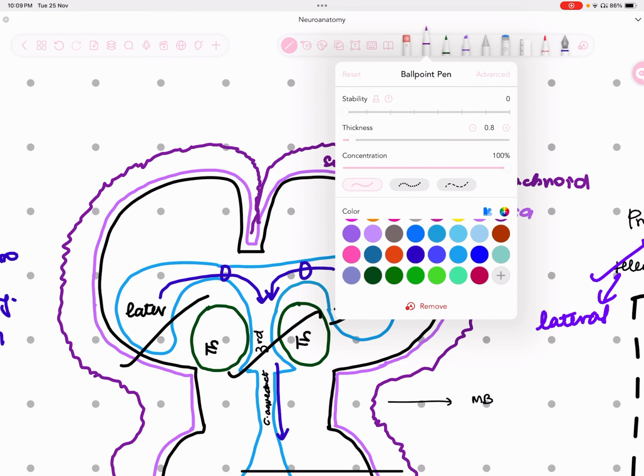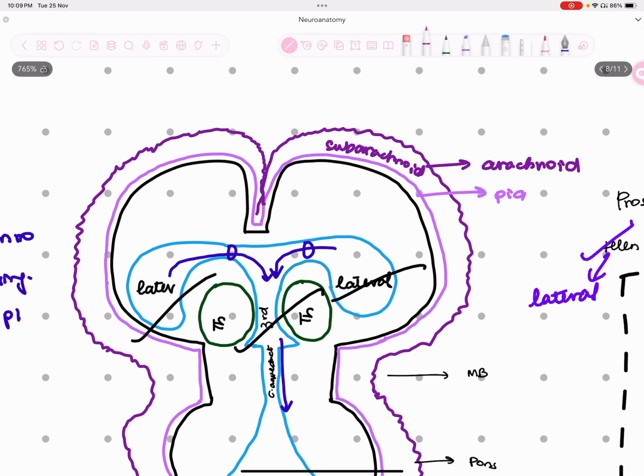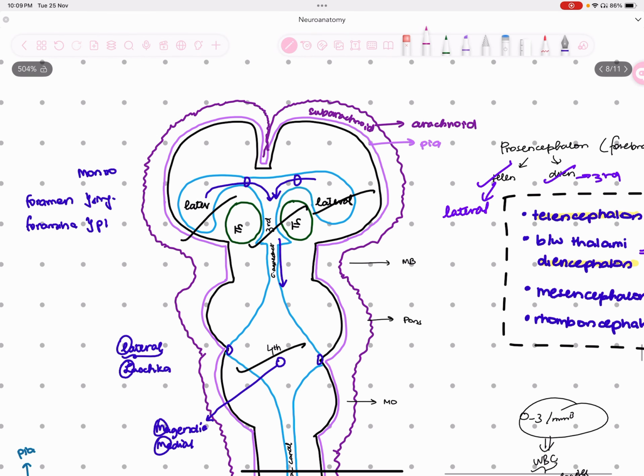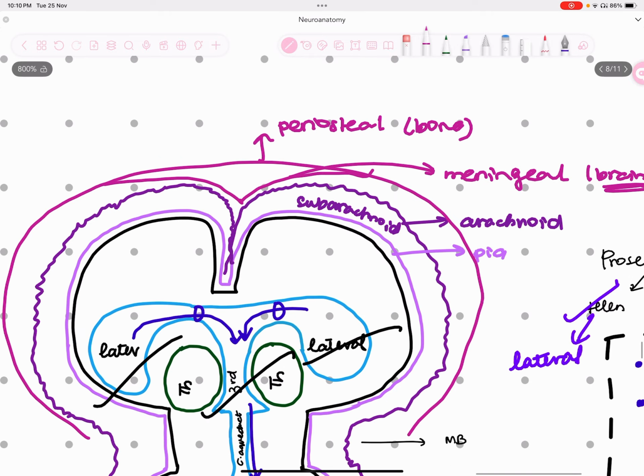That layer is, let me choose a good color, dura mater. So let's draw dura mater. Dura mater is there everywhere, right, like this. Now, dura mater has two parts. It has an outer layer and an inner layer. The outer layer is the periosteal layer, which is closer to the bone, and the inner layer is the meningeal layer. So the meningeal layer is closer to the meninges, and then there's the periosteal layer.